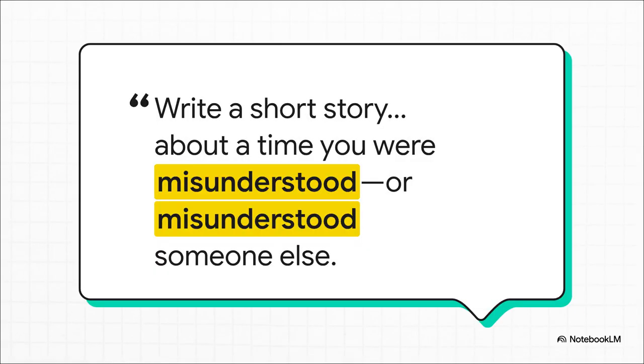So, the first big task is a creative writing prompt. Students are asked to think back to a time they were misunderstood. But, and this is really important, notice that it also asks about a time you misunderstood someone else. Right away, it plants this idea that perspective isn't just about you, it's a two-way street.